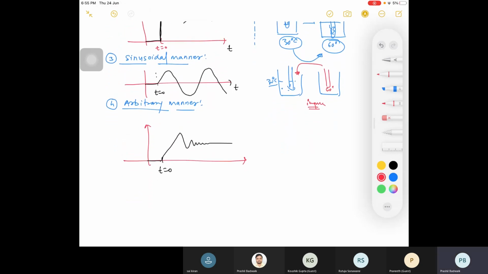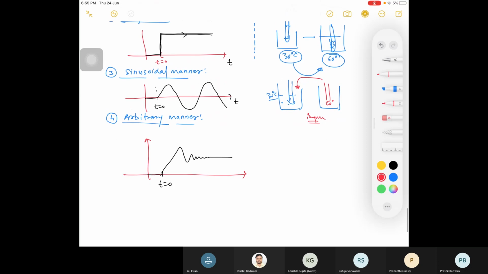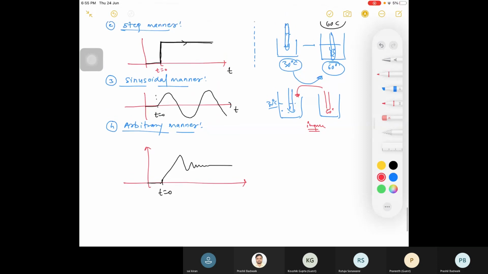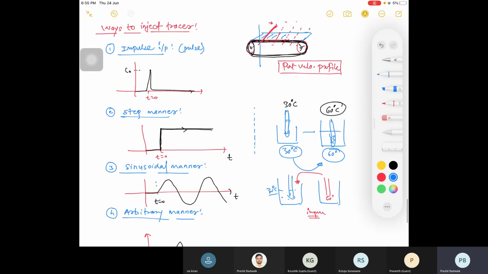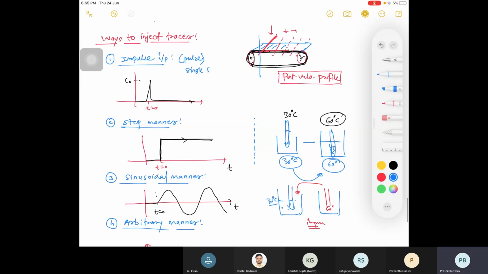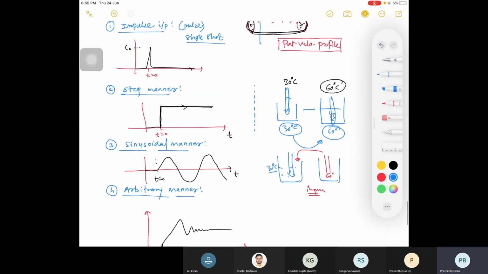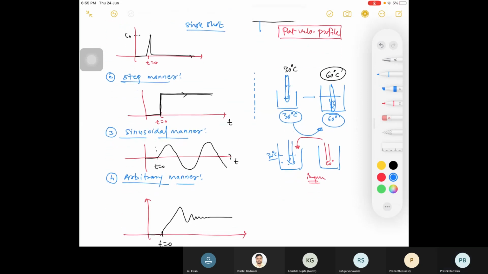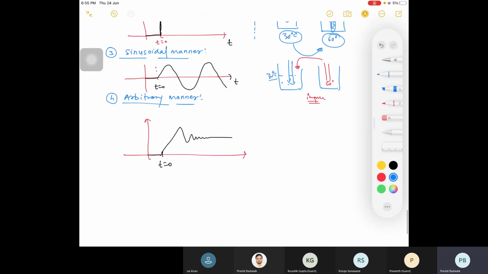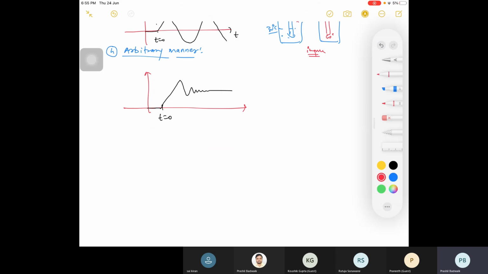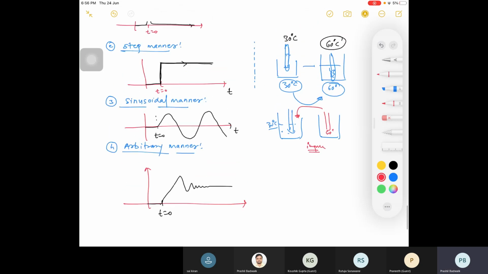Are you guys clear with this? Right. So this pulse is also called single shot. Single shot. Injected, then you are detecting at exit. Okay. So we'll start with your pulse tracer injection. Before starting with this, can you please tell me which one is your cheaper one, which one will require a low amount, and which is your efficient one out of these four?